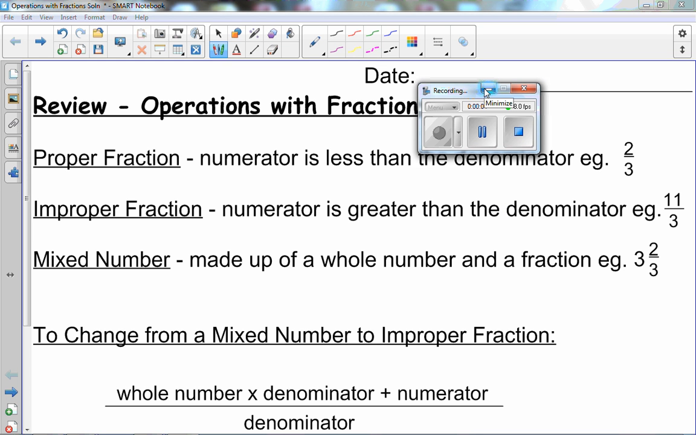So we're continuing with our operations, continuing on with our review, operations with fractions. Remember, you have your diagnostic test tomorrow.